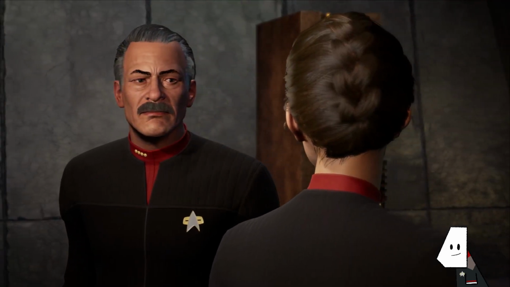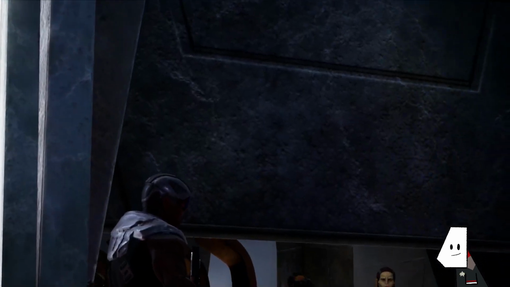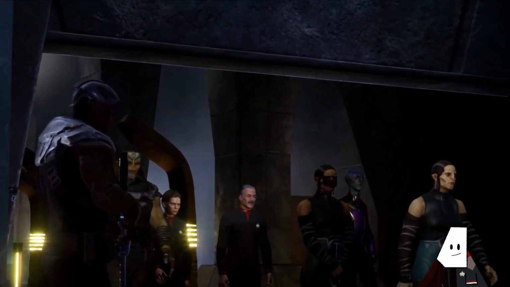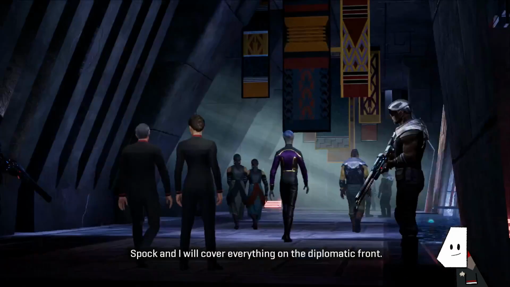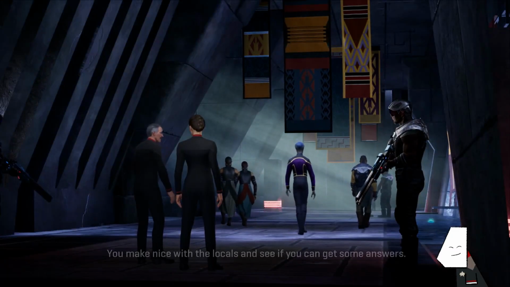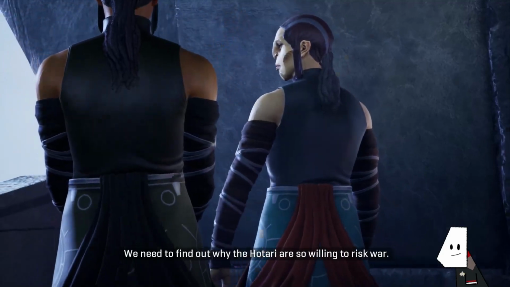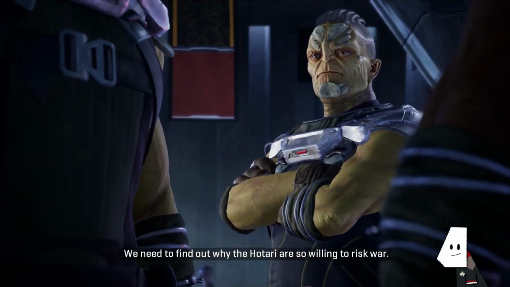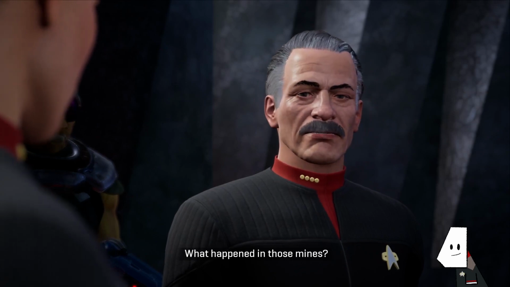Oh, for goodness sake, this captain. Like, what choice was I supposed to make? Ridiculous. Spock and I will cover everything on the diplomatic front. You make nice with the locals and see if you can get some answers. We need to find out why the Hotari are so willing to risk war. What happened in those mines?